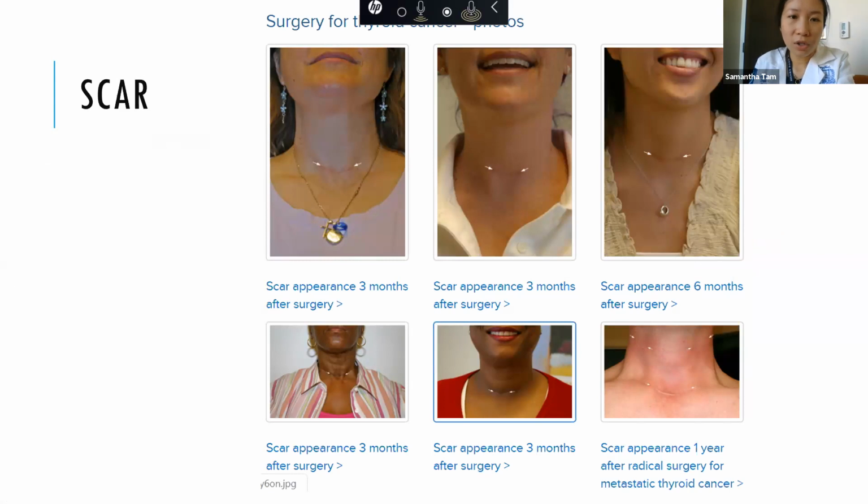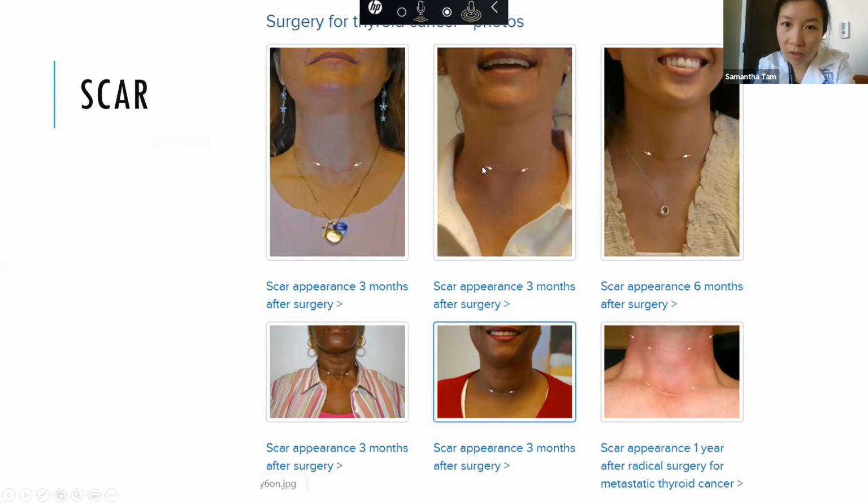And what about scar? So thyroid surgery, one of the difficult things is that the neck area is a difficult area to hide, for example, with clothing. It's a very prominent area there. With thyroid surgery, what we endeavor to do is we put the incision into one of the existing neck creases in patients so that we can try to hide them as much as possible.